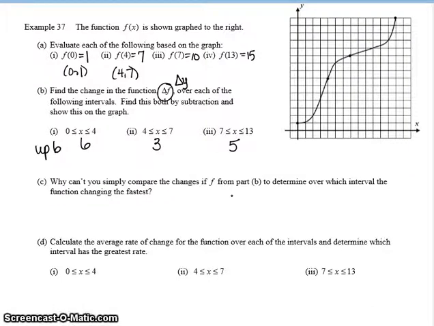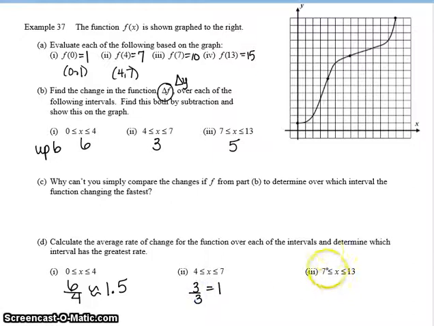But part D, calculate the average rate of change for the function over each of the intervals and determine which interval has the greatest rate. So this is basically you're calculating the full-blown slope. So from 0 to 4, you went up 6 over 4. So this is 6/4. You put 6/4 in your calculator and it's approximately 1.5. For the next interval, from 4 to 7, you went up 3 over 3. Because it's up 3 over 3, that reduces to 1.